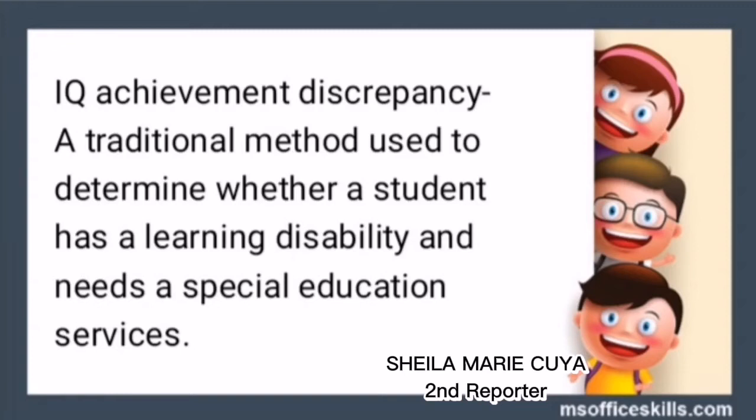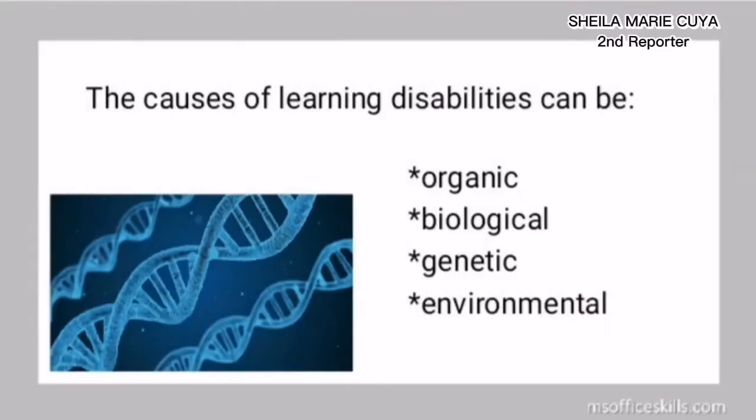And this phenomenon is explained by the factor called IQ Achievement Discrepancy. It is a traditional method used to determine whether a student has a learning disability and needs special education services. Learning disabilities is intrinsic to an individual. This means that the causes of learning disabilities can be organic, biological, genetic, or environmental. The organic and biological factors are traced to the central nervous system, particularly the brain. But mostly, the cause of learning disabilities is still unknown.